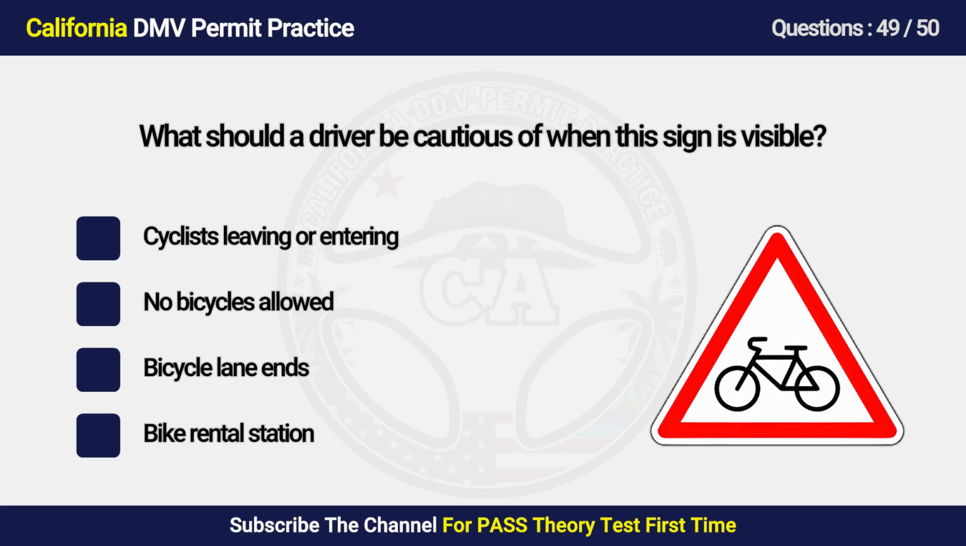Question 49. What should a driver be cautious of when this sign is visible? A. Cyclists leaving or entering. B. No bicycles allowed. C. Bicycle lane ends. D. Bike rental station.